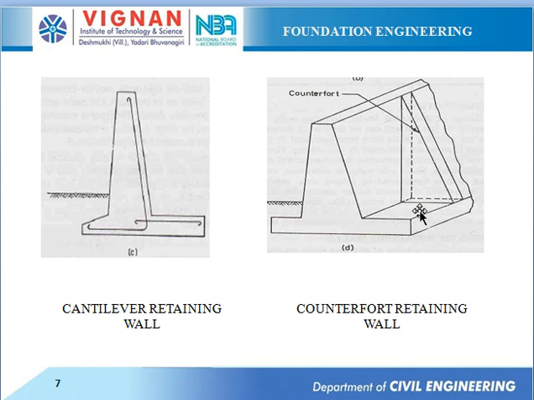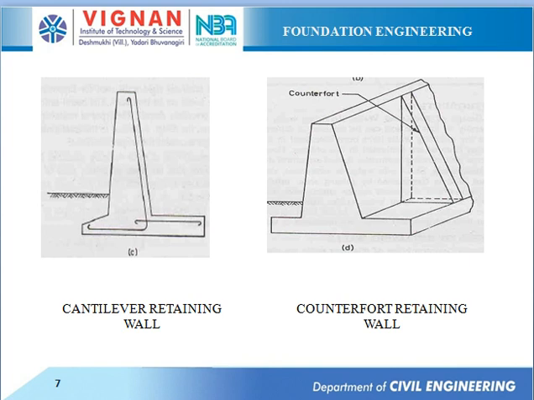The last type of retaining wall we have here is the counterfort retaining wall. Counterfort retaining walls have thin slabs known as counterforts, spaced across the vertical stem at regular intervals. The counterforts tie the vertical stem with the base slab. Thus the vertical stem and the base slab span between the counterforts. The purpose of providing the counterforts is to reduce the shear force and bending moments in the vertical stem and the base slab. The counterfort retaining walls are economical for a height up to 6 to 8 meters.